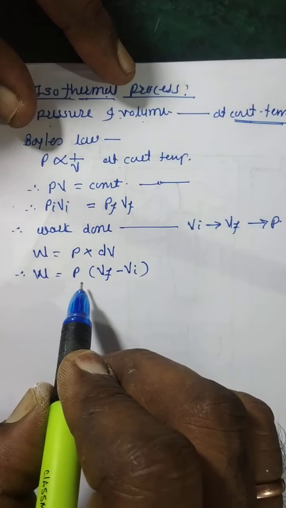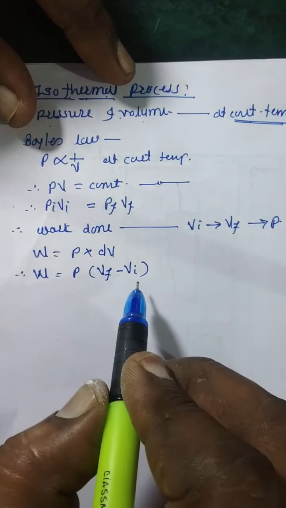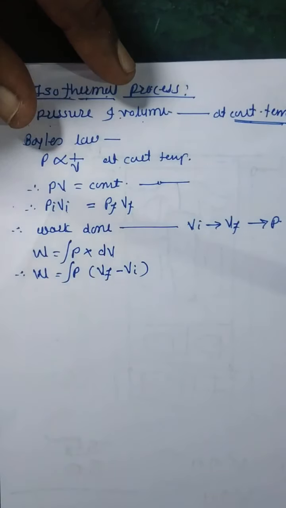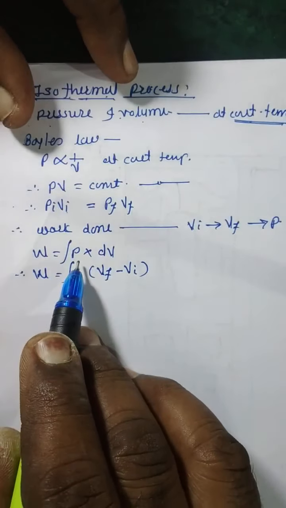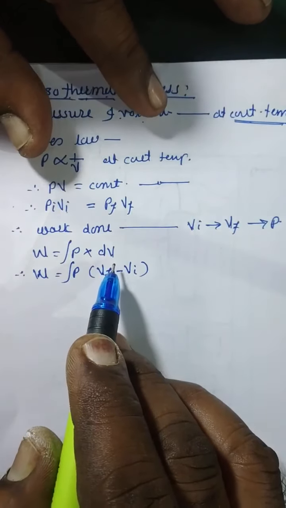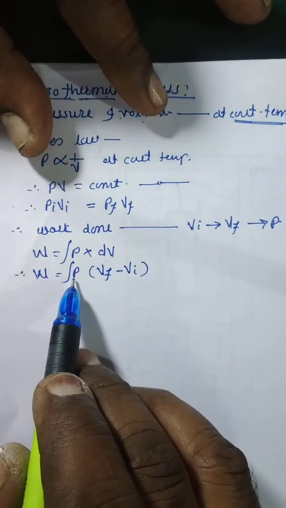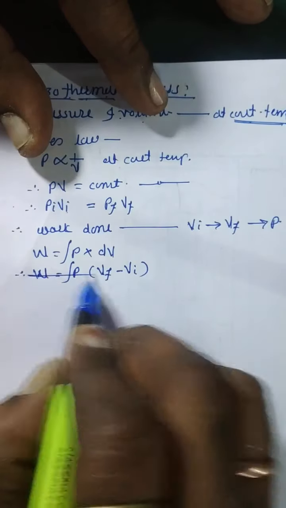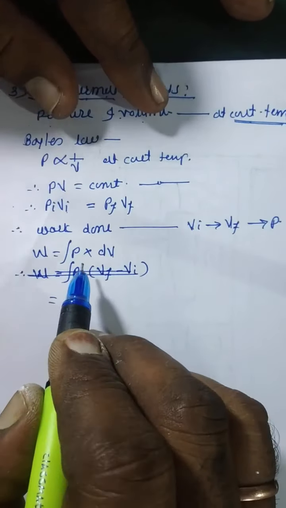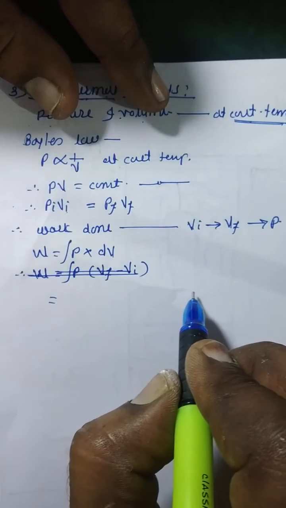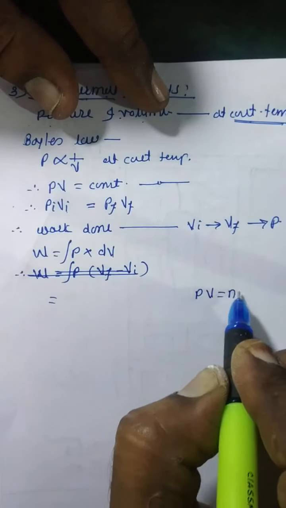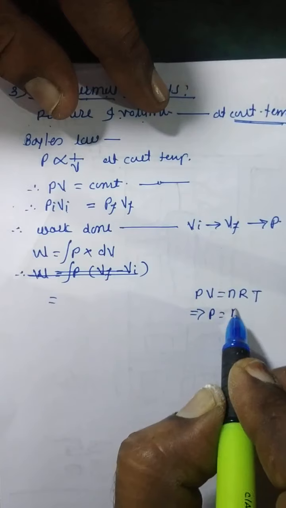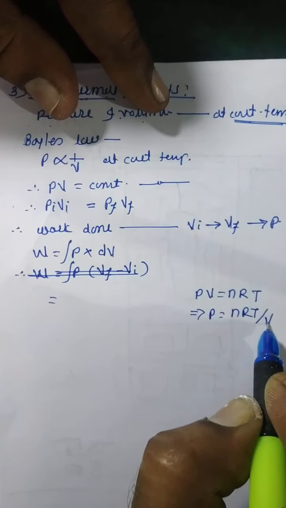Work done is equal to P into dV. Work means integration, so total work done is the integration of P into dV, that is P into change in volume. We have to integrate P into dV, which is equal to, but we know that for the ideal gas equation PV is equal to nRT, which implies P is equal to nRT divided by V.